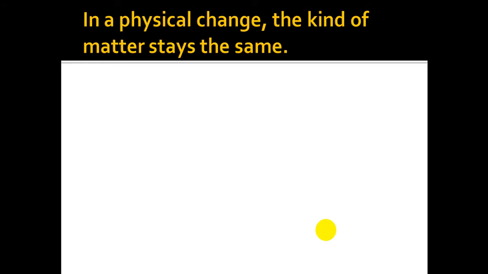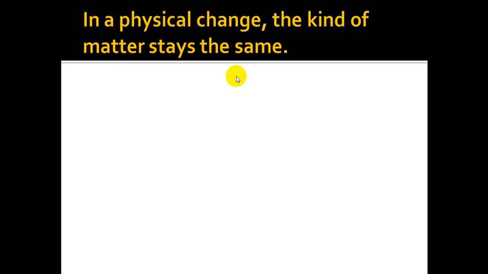Let's get started. As we studied before, we studied physical properties. What is a physical property? A physical property is a characteristic that we can measure or observe. Physical properties are like mass, volume, shape, size, color, texture, length, and many other physical properties that we can measure or observe. Today we have a new term which is physical change.